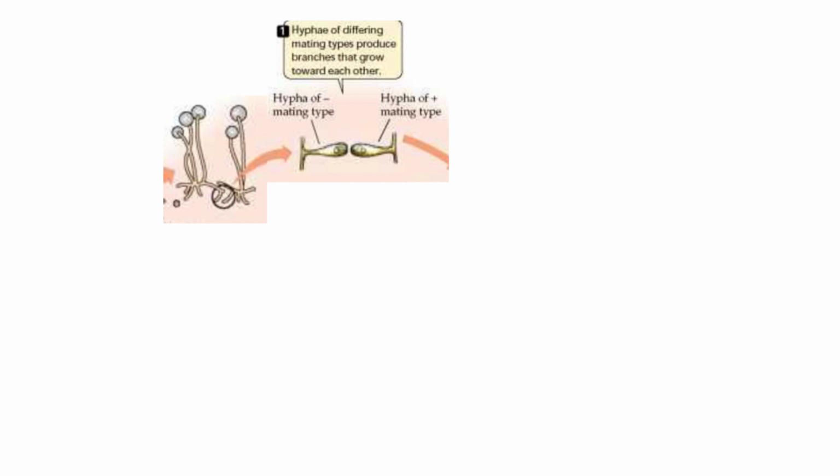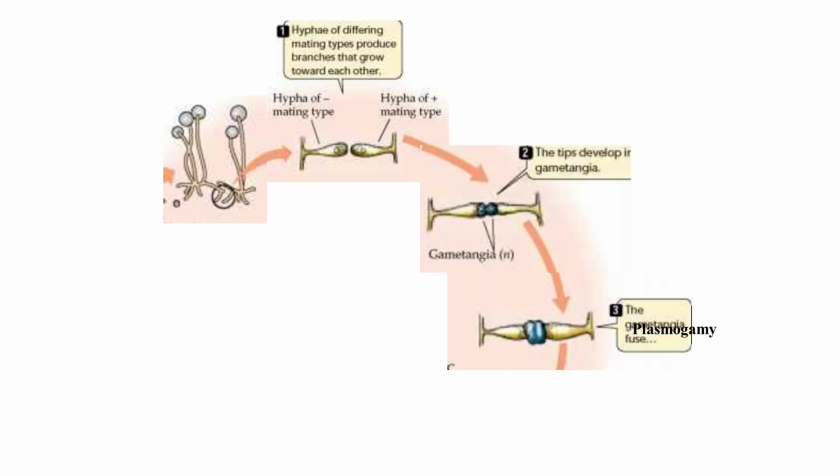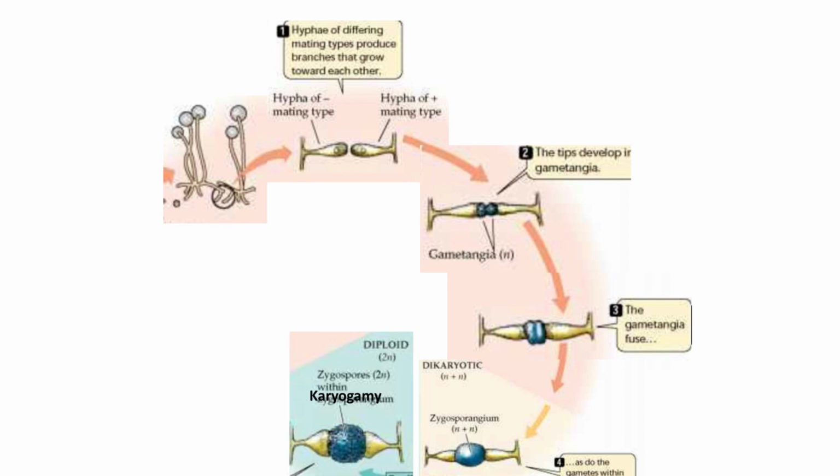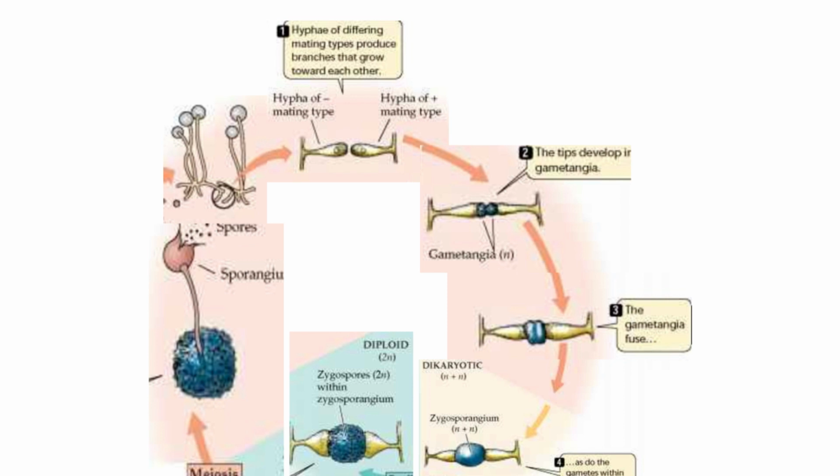The sexual cycle involves the following three steps. 1. Fusion of protoplasm between two motile or non-motile gametes, called plasmogamy. 2. Fusion of two nuclei, called karyogamy. 3. Meiosis in zygote, resulting in haploid spores.